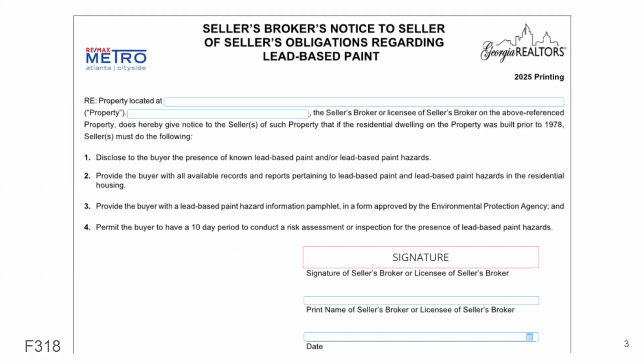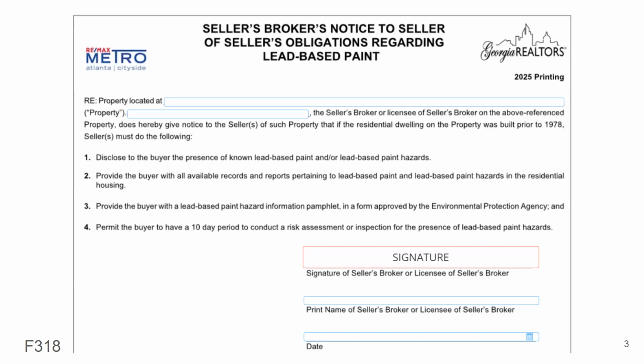All right. This is the new F318. At least it's new to me. I'm pretty sure it's new as a form in general, but we'll go with that. This is the seller's brokers, so listing agents, notice to seller of seller's obligations regarding lead-based paint.